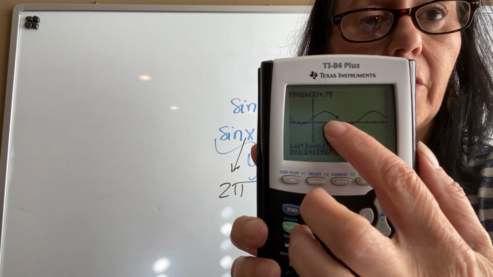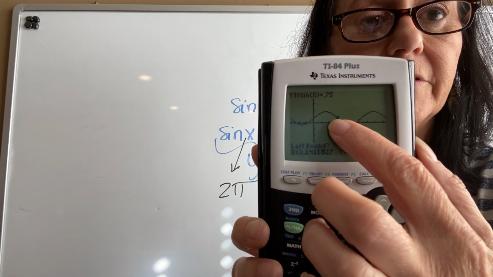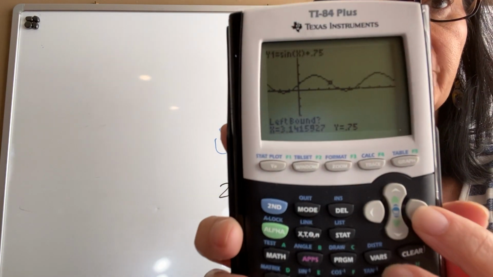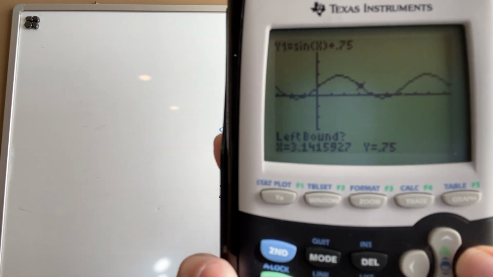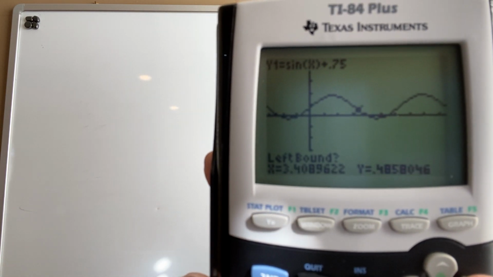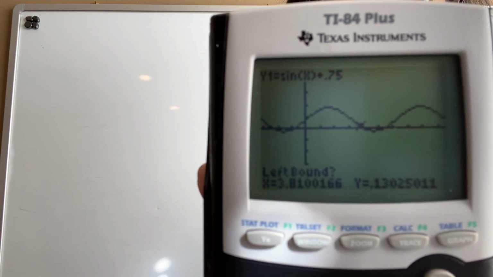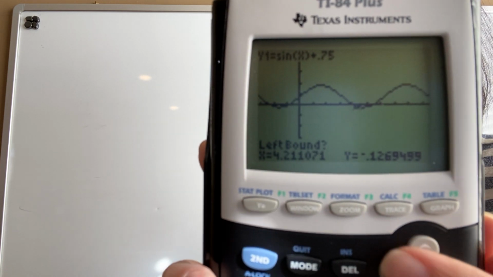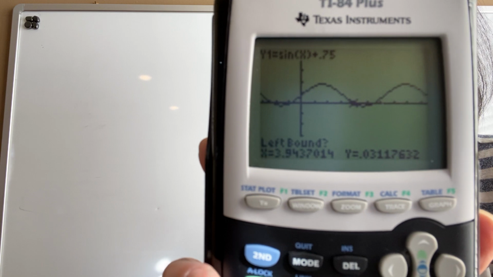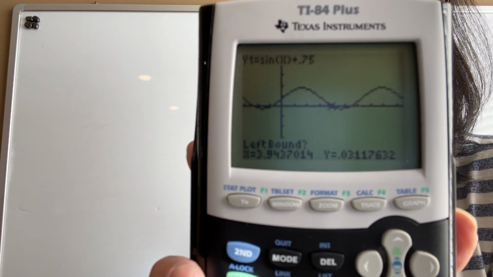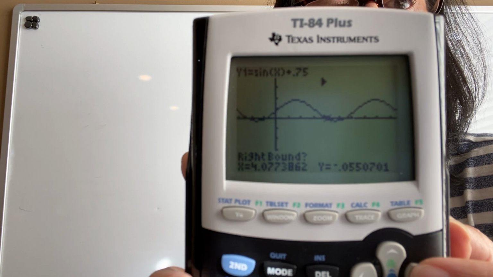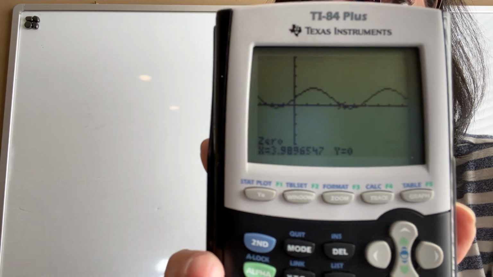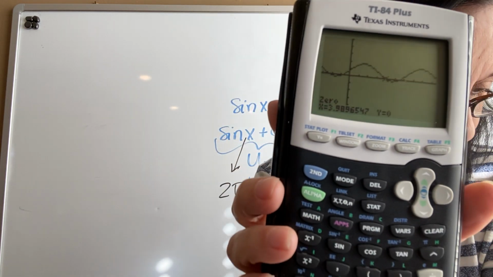All right, so here's my marker. I want to go right above because we're going left to right. So left is above on this side and right is below. I'm watching my y value. My y value is positive. Oh, now it's negative. Okay, so left is when y is positive. I hit enter. Right bound is when y is negative. I hit enter. And then my guess. So that's one of the solutions.